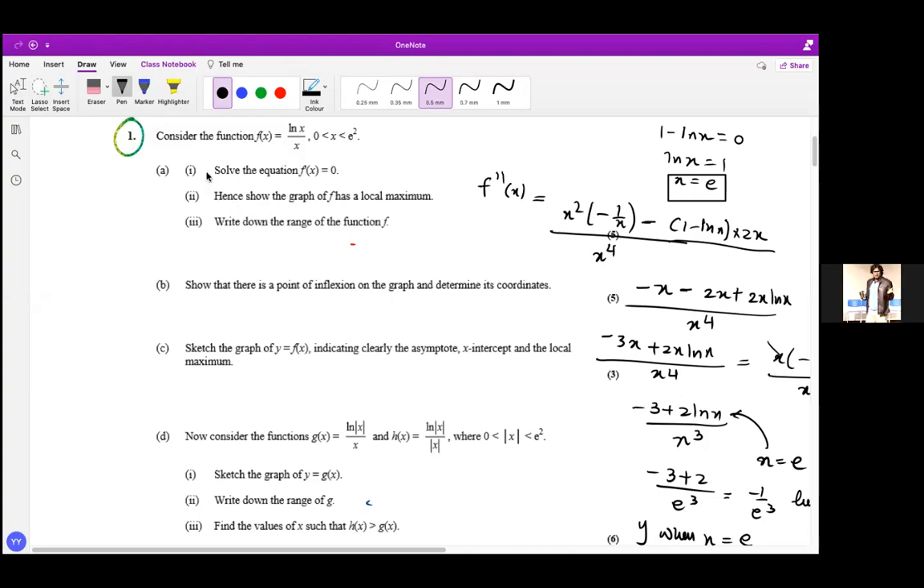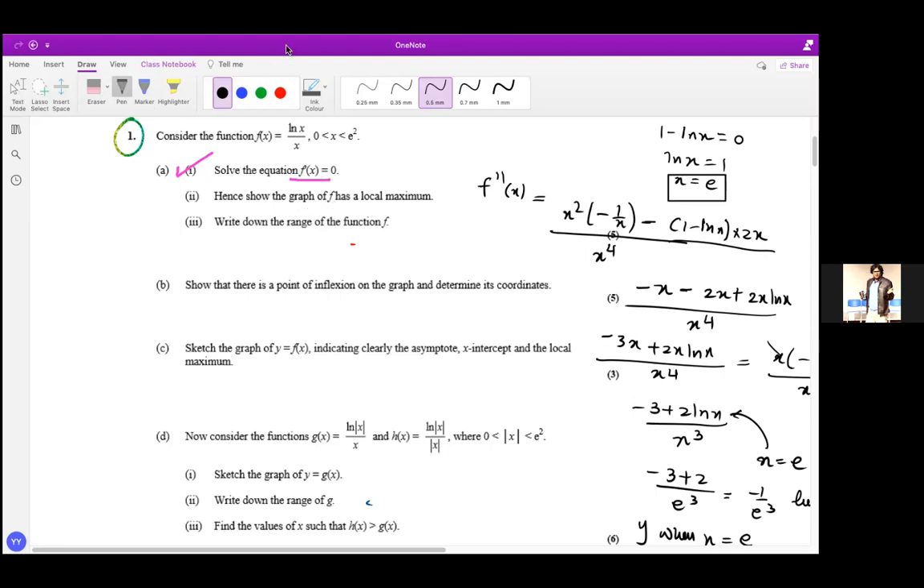Okay, so here the first few parts are obviously pretty decent and easy. Now the concept is that you have been given a function, f of x is ln x upon x, and you have to solve for derivative equate to 0.